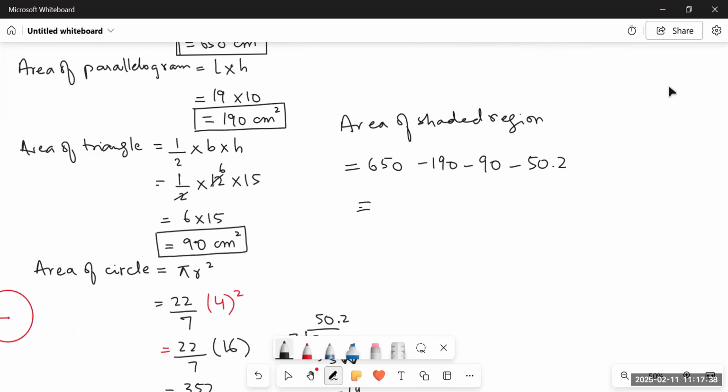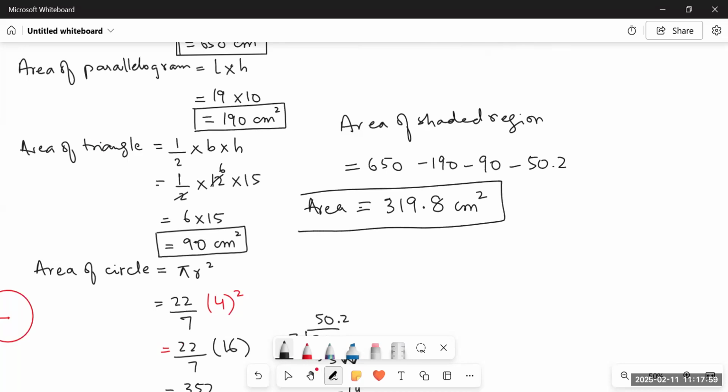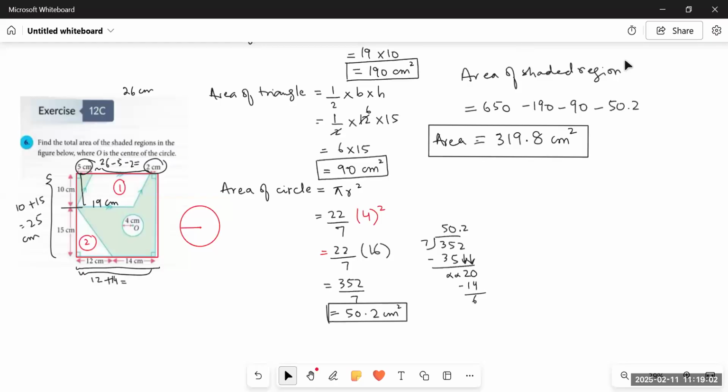650 minus 190 is equal to 460. 460 minus 90 is equal to 370. 370 minus 50.2 equals 319.8, which is 320 when rounded up. So the final area of this whole shaded region would be 319.8 centimeter square. Or my dear students, you can write it down as 320 centimeters square, because after rounding it up, the area would be a whole number, that is 320 centimeters square.